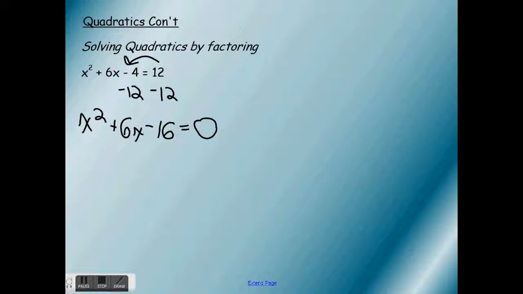Almost. Because it's positive 6 in this example. In that example, it's negative 6. Oh, then it's x plus 2, then x plus 8. X minus 2, x plus 8. Yeah.